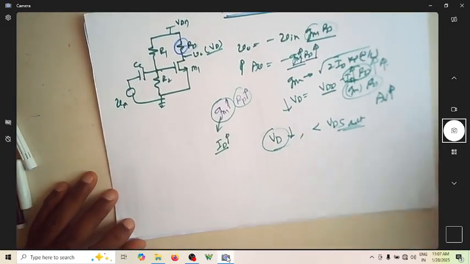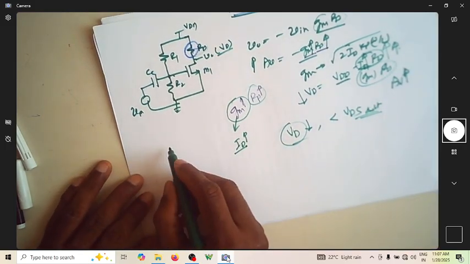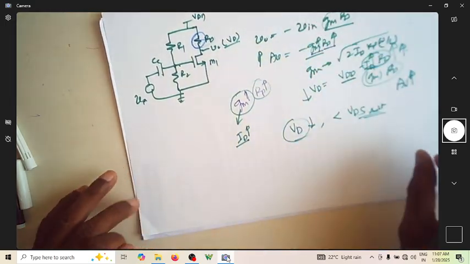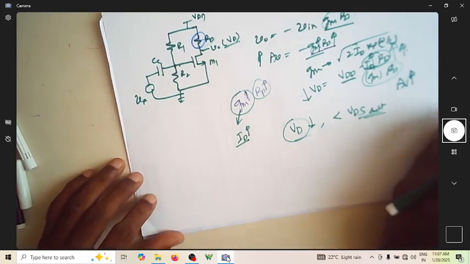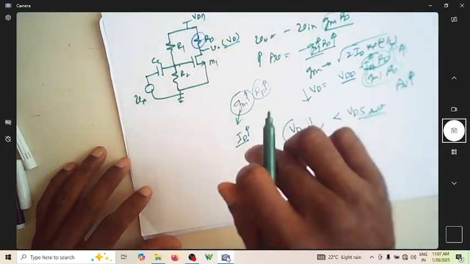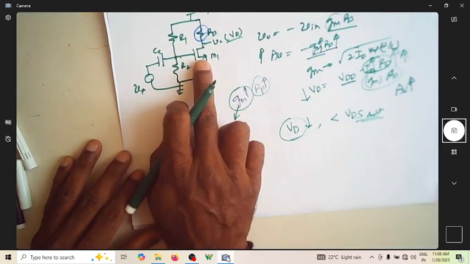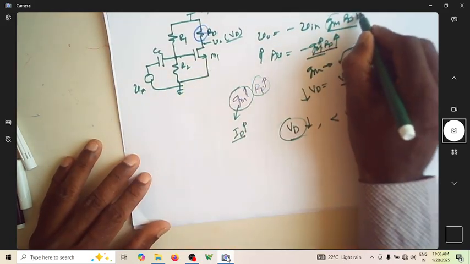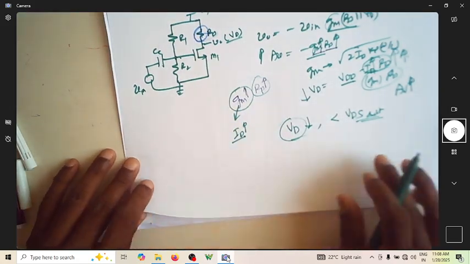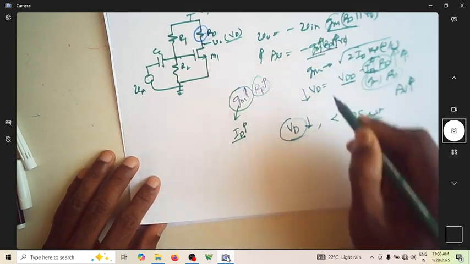Now what we'll do is we'll just write the same circuit. Whenever you are analyzing the MOSFET as a load, we have to always consider lambda non-zero. When lambda is non-zero, this becomes RD parallel R naught, and this is again RD parallel R naught.